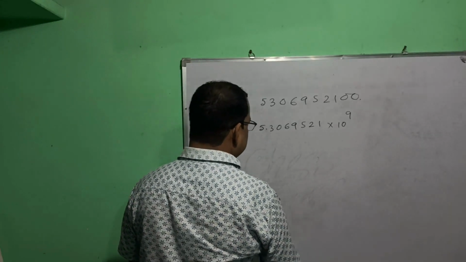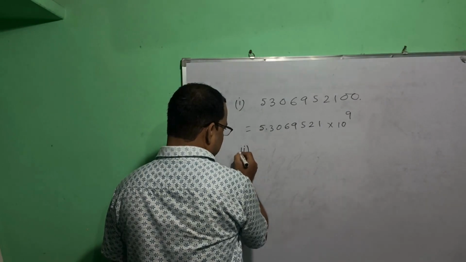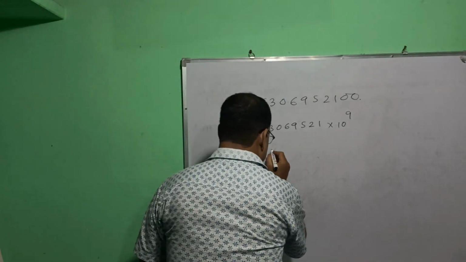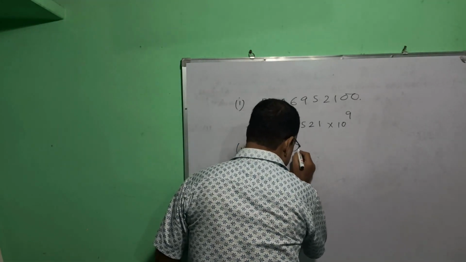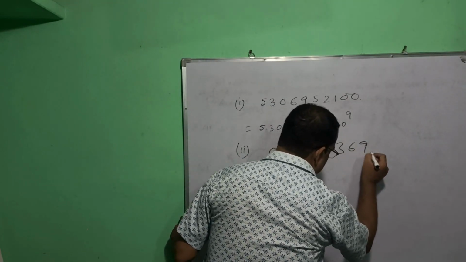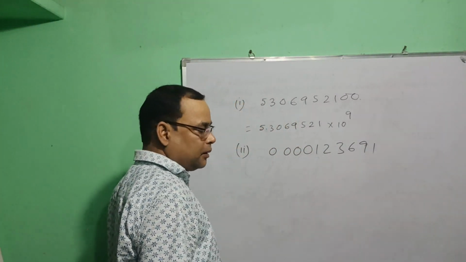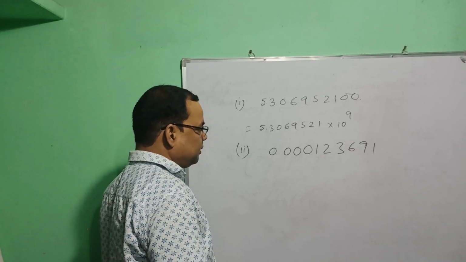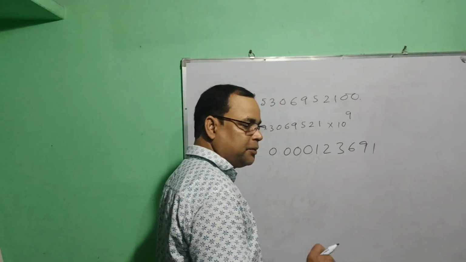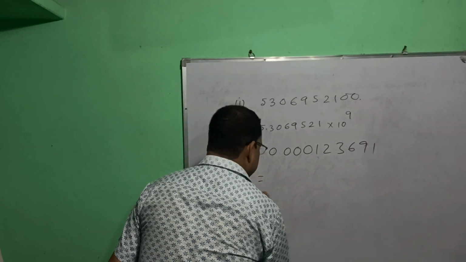Now we'll take another example, which is too small. Let me write a number which is very small: 1, 2, 3, 6, 9, 1. Suppose a number. It is a comparatively small number. If we want to write this number, it is also very inconvenient. So let me write it in scientific notation.